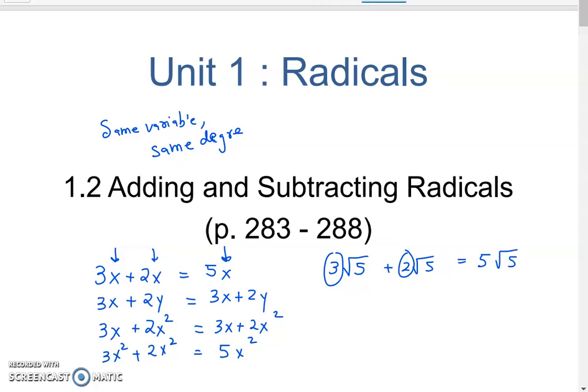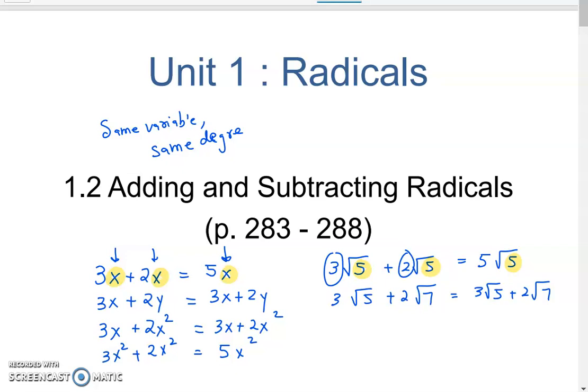So we don't touch the variable. We don't touch the radicand. It will stay as it is. Okay, so we only combine the coefficients. Now, if you have a different radicand, like this, it will not combine, because in this case, again, we need the same index and the same radicand. So same thing like you did here, if it was x and y, you couldn't combine them. Root 5 and root 7 are two different radicands, you cannot combine them.